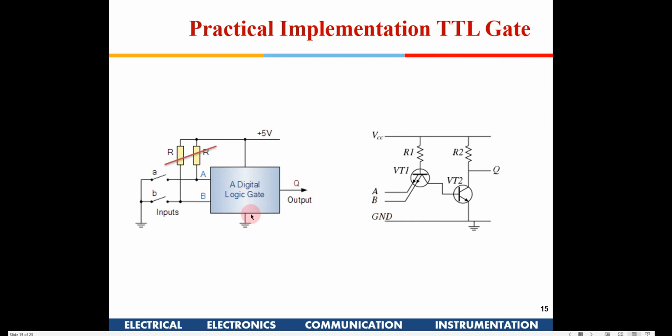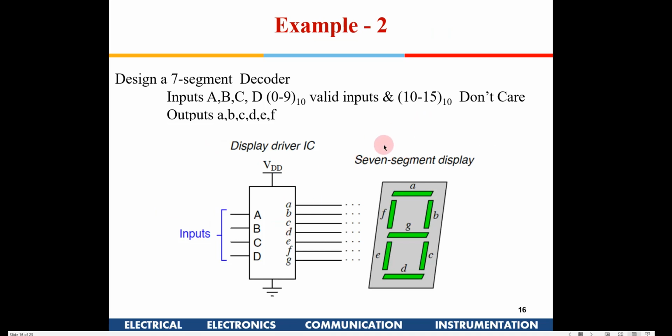In this case, you need not use these pull-up resistors, because if you close this switch, it will be 0. If you open it, open is 1 for a TTL gate. So in this case, these pull-up resistances are not required. These are certain practical aspects which I am discussing in the class, not really required for your exam, but if you are going to actually design something in future, these things will be helpful.